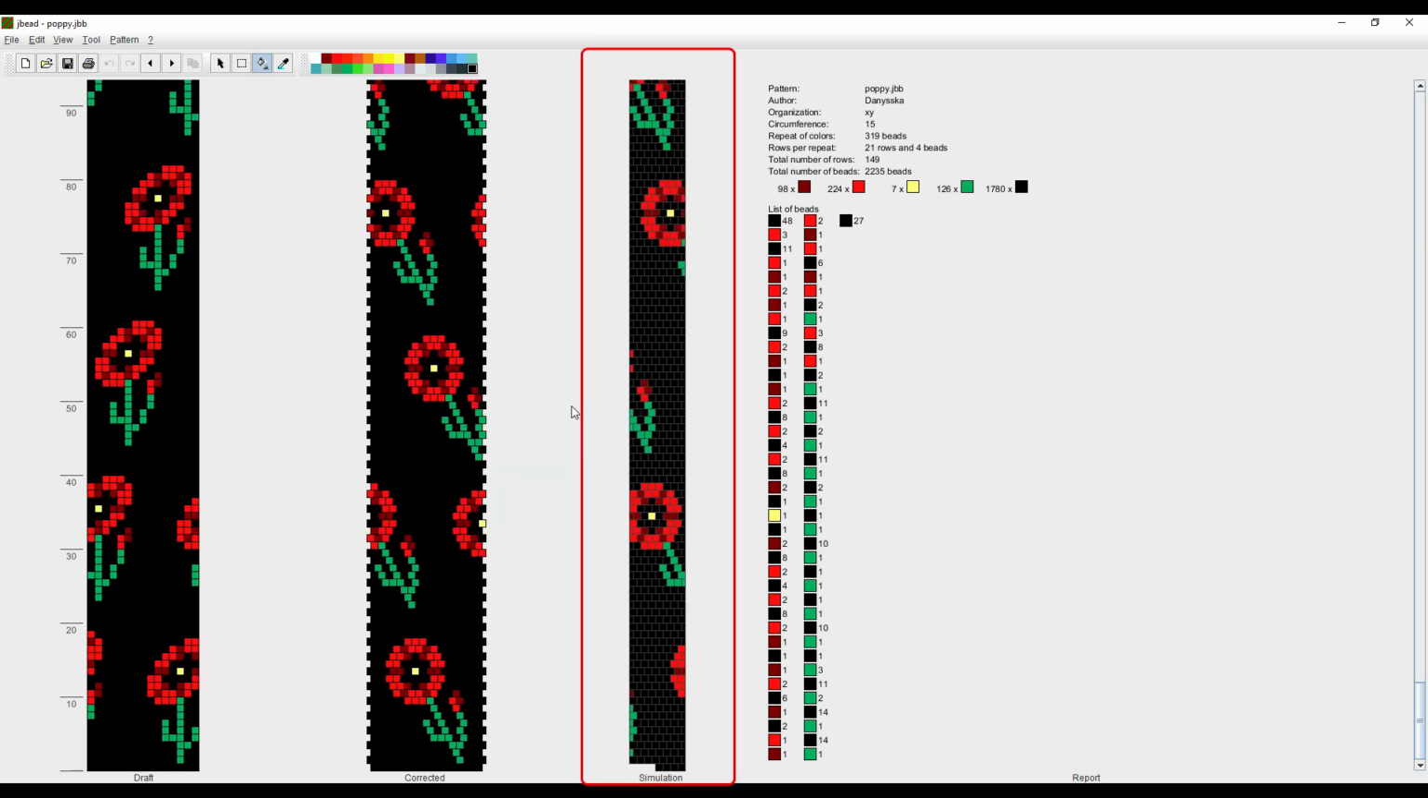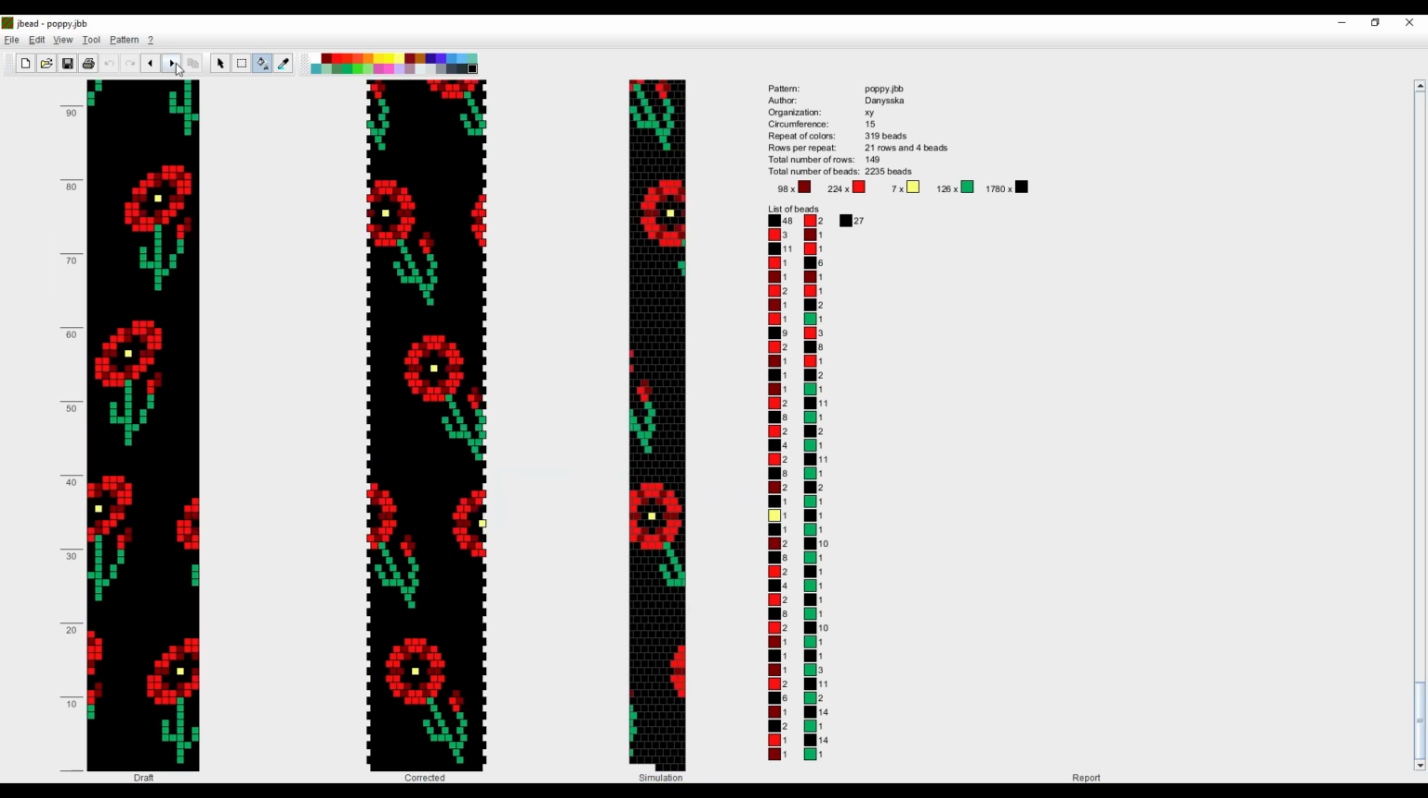In this third graph, you can see how it would look crocheted. And now I want to make another pattern with some jagged line and a diamond.